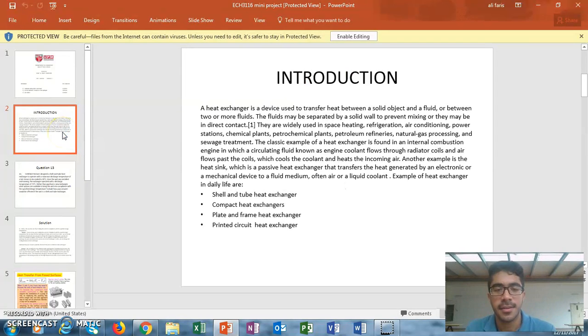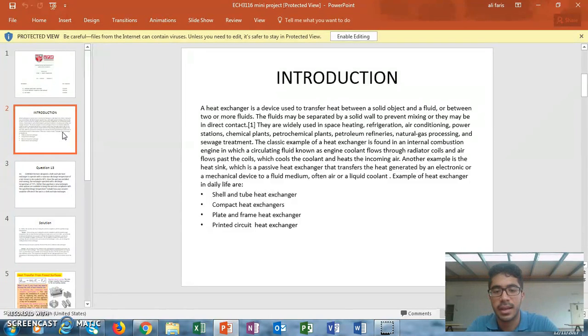A heat exchanger is a device used to transfer heat between a solid object and a fluid, or between two or more fluids. The fluids may be separated by a solid wall to prevent mixing, or they may be in direct contact. They are widely used in space heating, refrigeration, air conditioning, power stations, chemical plants, petrochemical plants, petroleum refiners, natural gas processing, and sewage treatment.